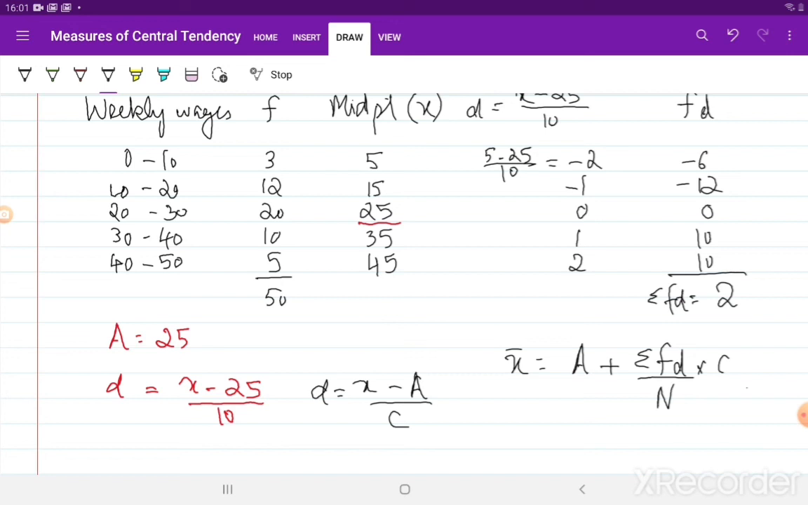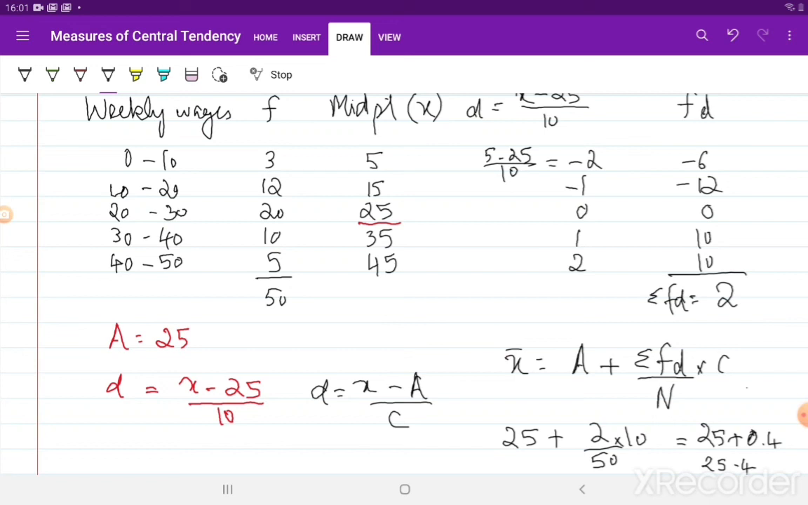So A is 25 plus summation fd I can see is 2 divided by N, capital N is 50, into class size, which is 10. So that's 25 plus 0.4 or 25.4, which is the final answer.